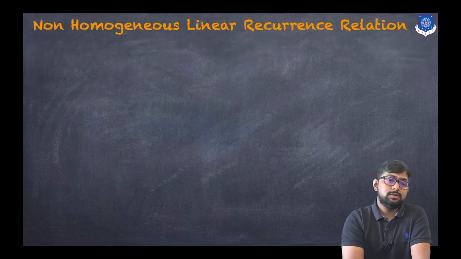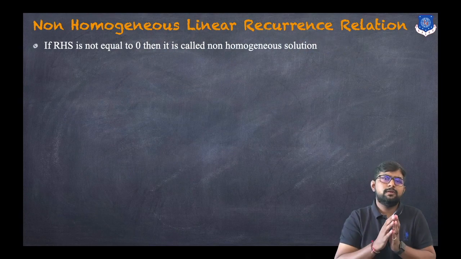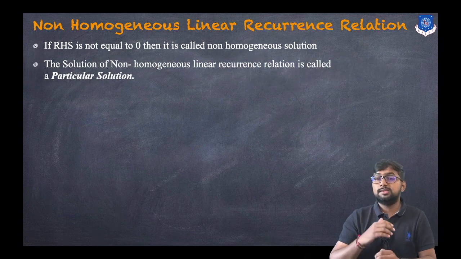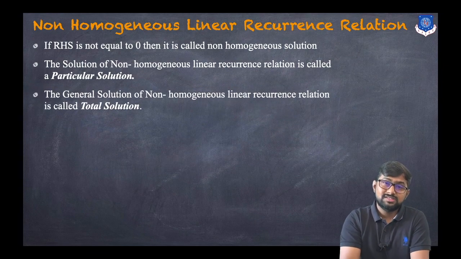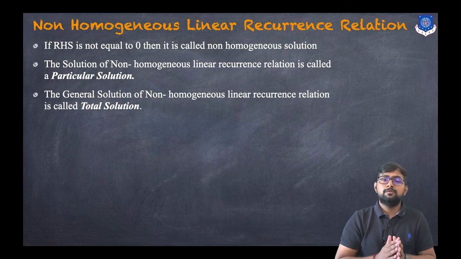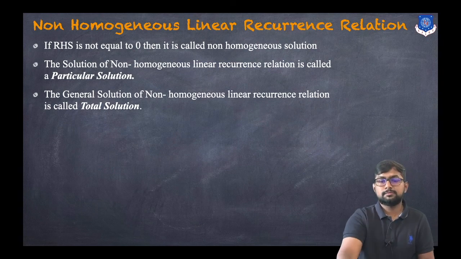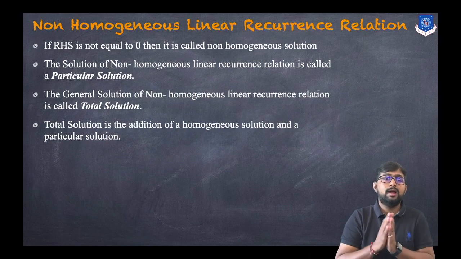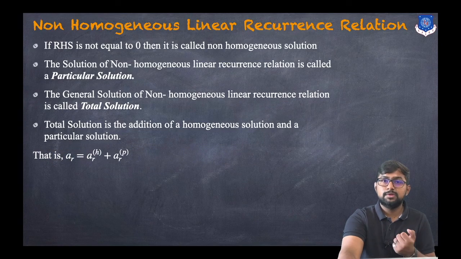So what is a non-homogeneous linear recurrence relation? Let's recall that. If the right hand side is not equal to 0, then it is called a non-homogeneous recurrence relation. Its solution is called a particular solution. Now what is the general solution? The general solution of a non-homogeneous linear recurrence relation is called the total solution. The total solution is the addition of the homogeneous solution and a particular solution. That is a_r equals a_r^(h) plus a_r^(p), so homogeneous plus particular.